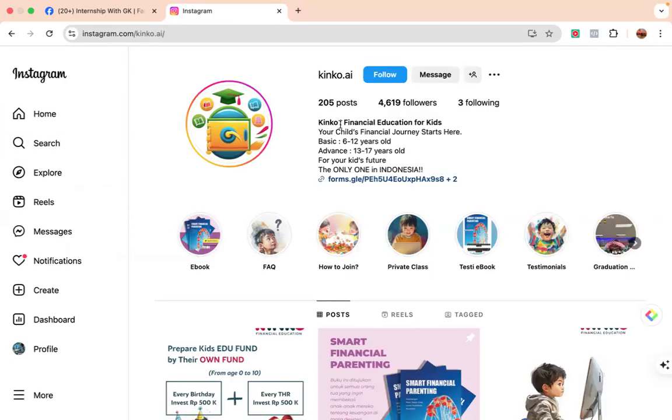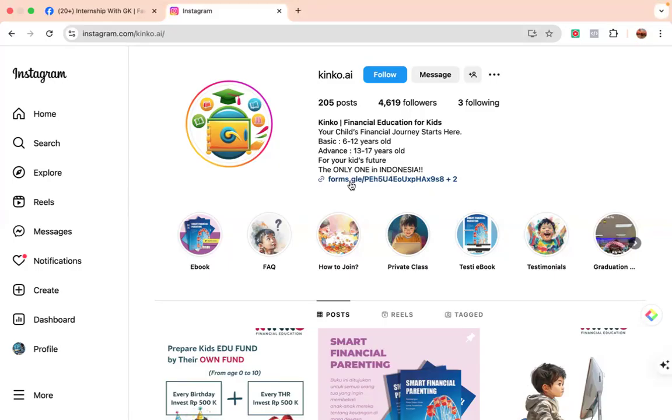So this is the profile which this gentleman, or the team, has prepared. It is for the basic 6 to 12 years old. Ours start from the 6th grade, so around 10 to 11 years old we start. And advanced is also for 13 to 17 years old. So it looks like there is an overlap in our profile. For your kids' future, we are aligned. Only one in Indonesia. All right, fine.